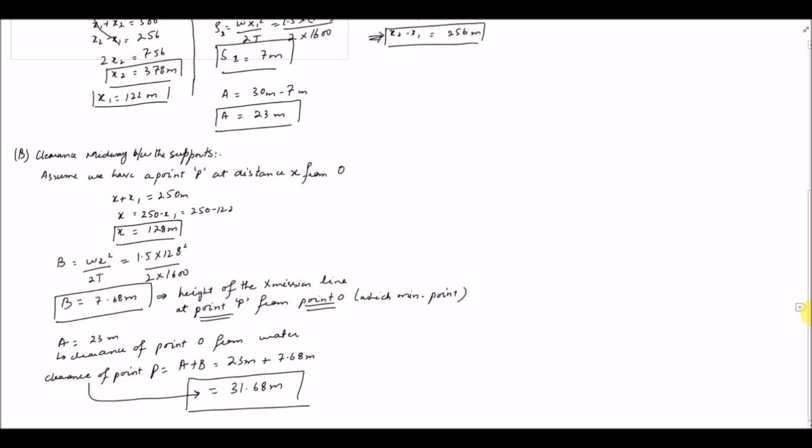So this was the last lecture on the mechanical design of the transmission line. We have covered 3 different topics. The first one was the economical sizing of the conductor. The second one is the string efficiency, and the last one is the sag calculation of the transmission line.